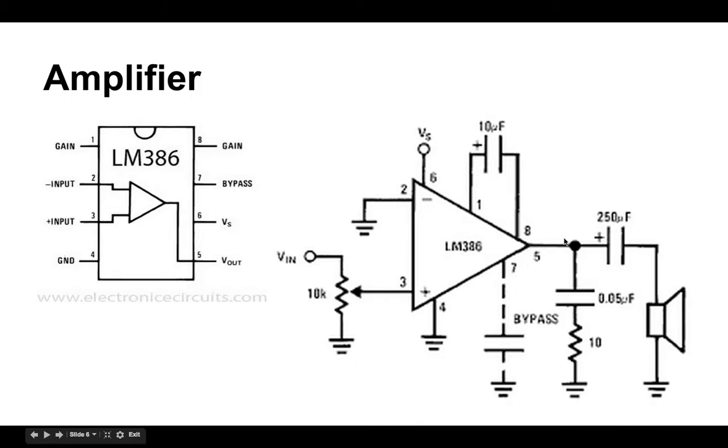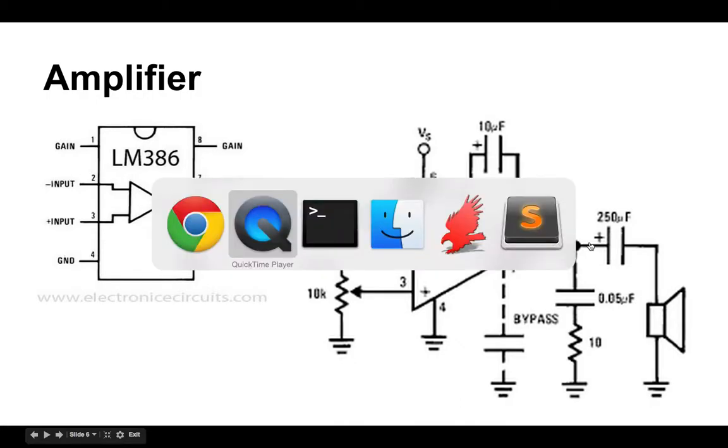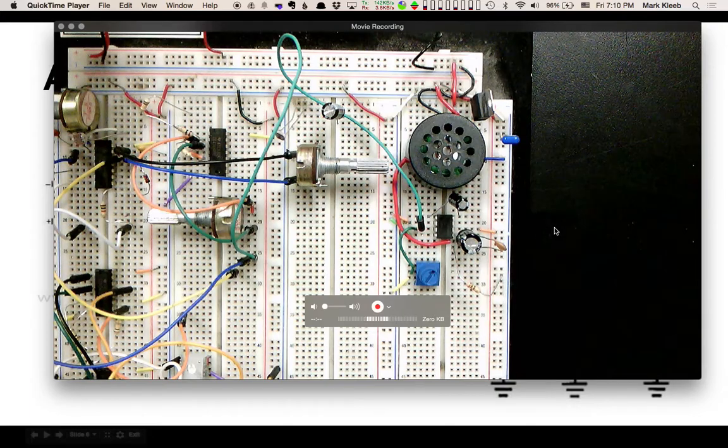And then on the output pin, I have a pretty small capacitor and a resistor, and then a pretty beefy capacitor going to my speaker. And this is really all you need to make this work. So I'm going to go over to my circuit here, and this is exactly what I have. This is my 10 microfarad capacitor. That's my gain. Here's my trim pot. Here's my small capacitor, my resistor going to ground, and here's my large capacitor going to my speaker. So this is the entire circuit right here.